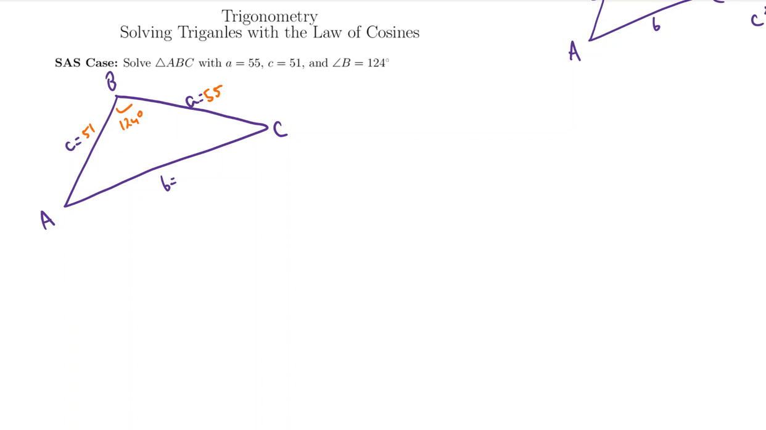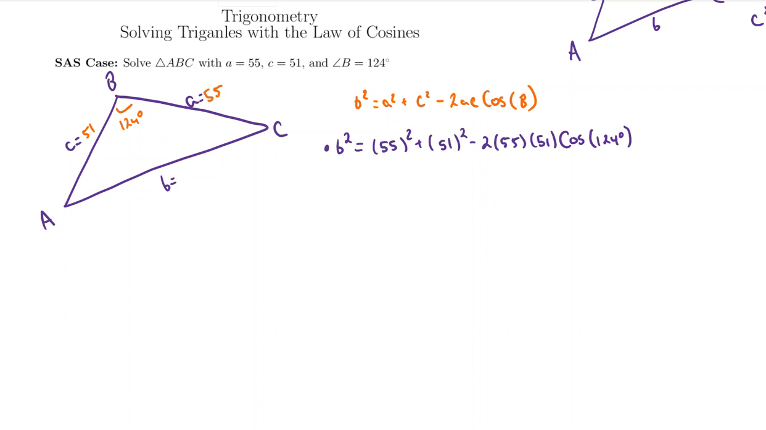And since I was given angle B in this problem, I'm going to use the version of the law of cosines that has cosine of angle B in it to start. So I have b squared is equal to a squared plus c squared minus 2ac cosine B. That means, since I know angle B, side length a, and side length c, I'm going to start by solving for the missing side length b here. So I have what b squared is equal to. Taking the square root of both sides will give me b.